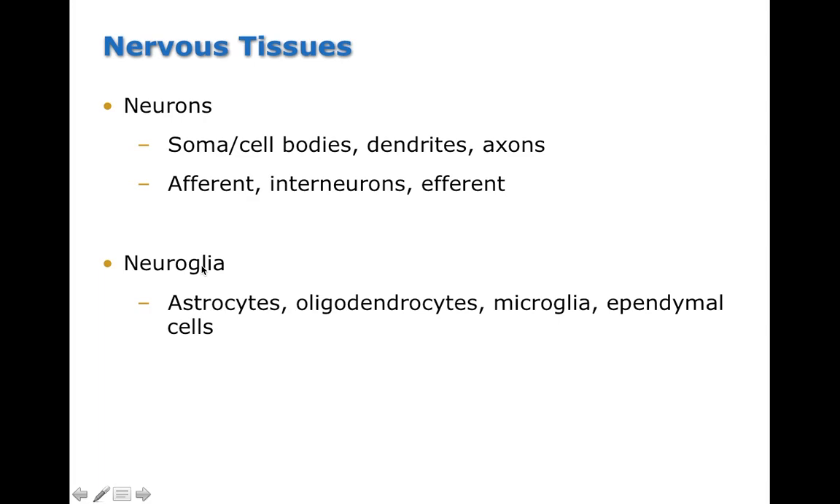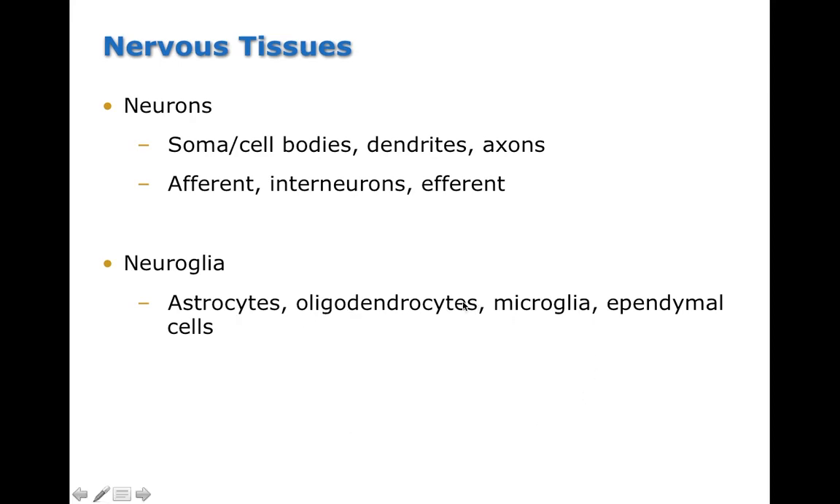And then neuroglia would include things like astrocytes and oligodendrocytes, microglia, and ependymal cells. If you guys remember, astrocytes help make up the blood-brain barrier, which is a nice protective coating of your capillaries of your brain to prevent harmful molecules from getting in your nervous tissue. They're also involved with potassium spatial buffering, so they help regulate the concentration of ions in the nervous tissue.